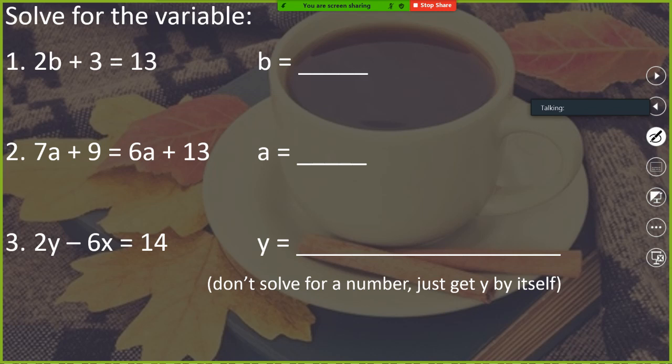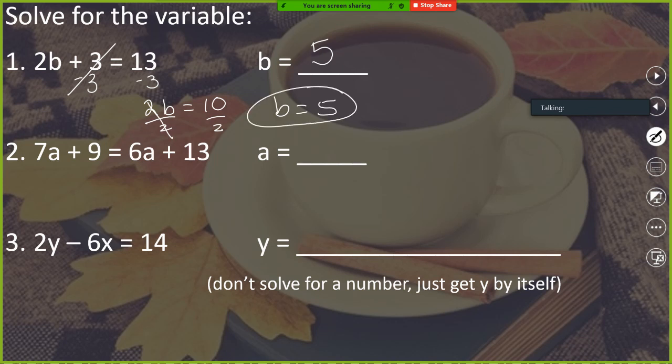Start off with number 1. It says 2b plus 3 equals 13, and we want to solve for b. Raise your hand if you were able to get b for that one. Blaine? 5. Good. So what we would do, we would subtract 3 from both sides. Then you're left with 2b is equal to 10. Divide by 2 on both sides, and that's how you get that b is equal to 5.